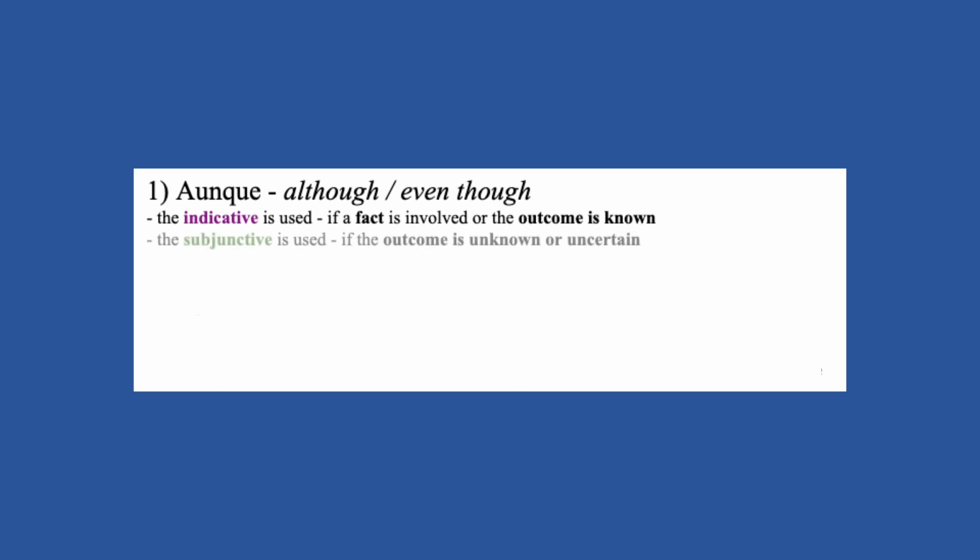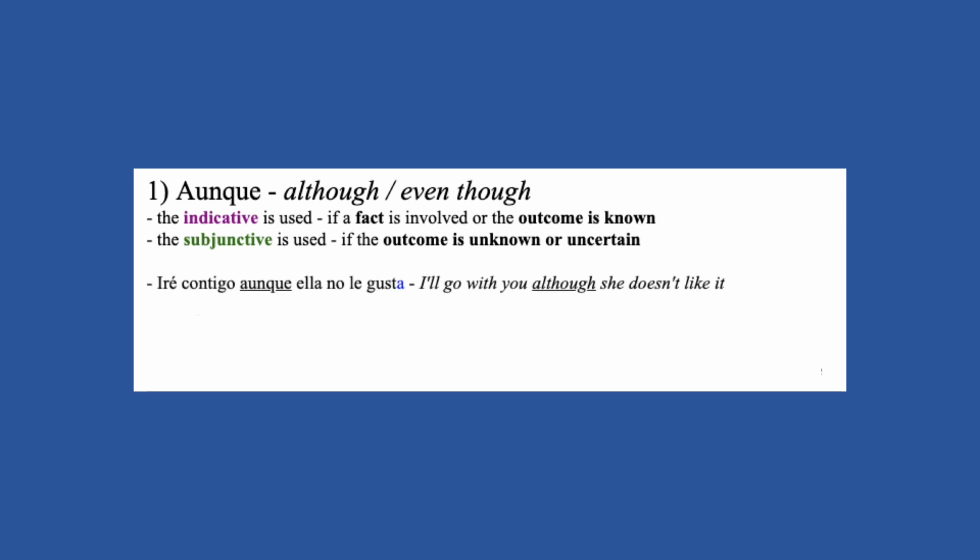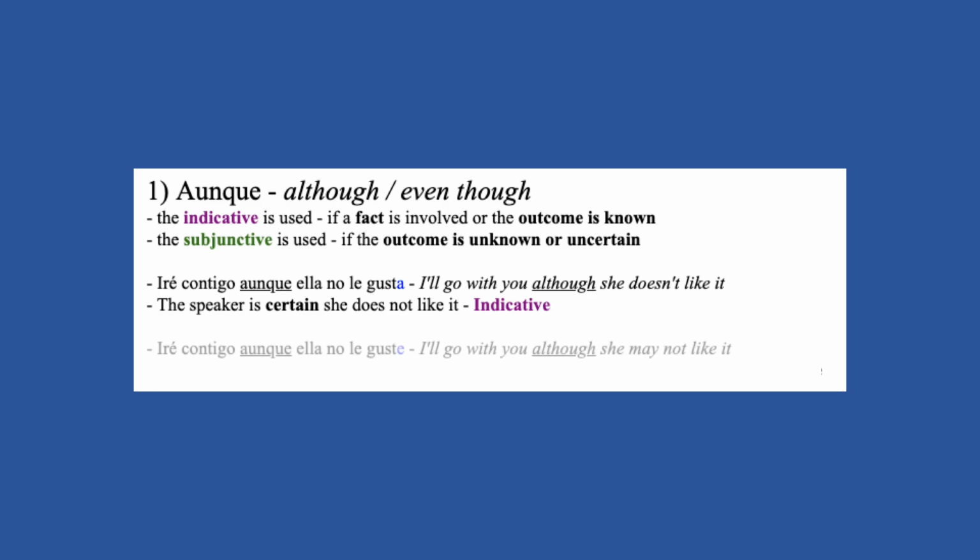For aunque, the indicative is used if a fact is involved or the outcome is known. The subjunctive is used if the outcome is unknown or uncertain. Iré contigo aunque ella no le gusta. In this case, we are certain she does not like it, so the indicative is used.